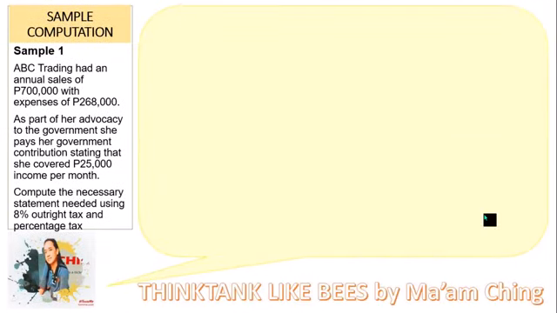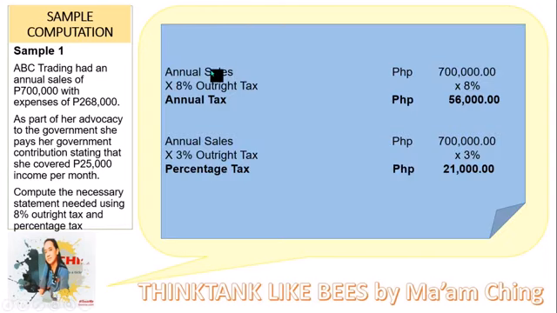So, the second example is the same scenario, ABC Trading also, but the necessary requirement now is using an 8% outright tax and percentage tax. Here, she says that instead of computing the withholding tax, she would like to use the 8% outright tax. Okay, so this is the computation. It's very simple. You just multiply the 700,000, the sales, times the 8% outright tax, which she used. So the annual tax of her is 56,000 a year, or the progressive income tax.